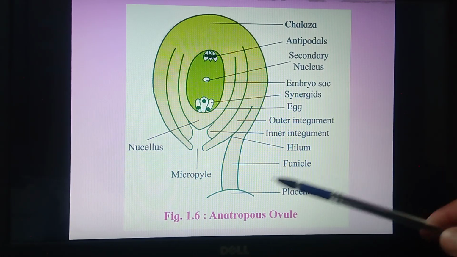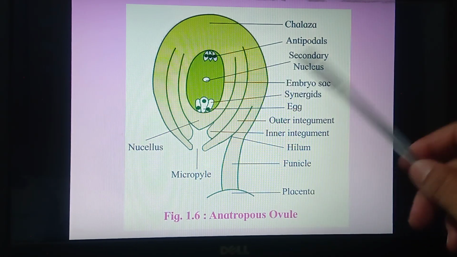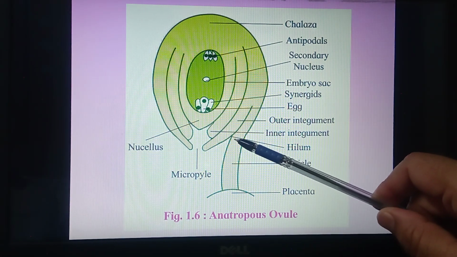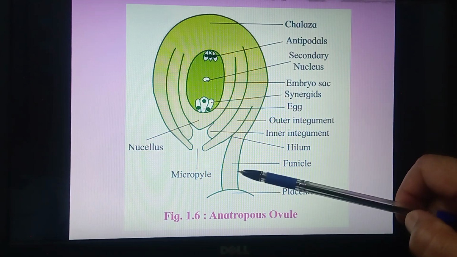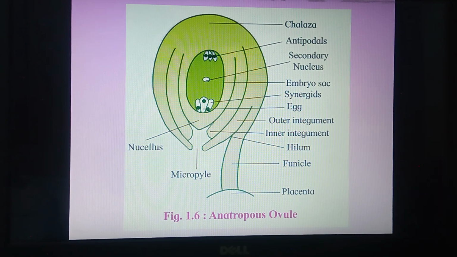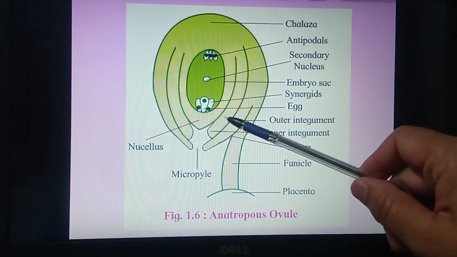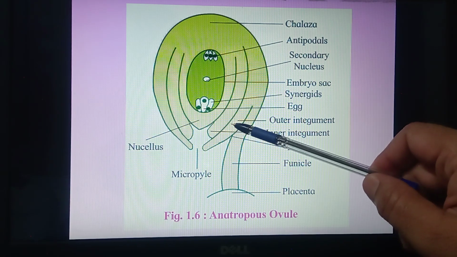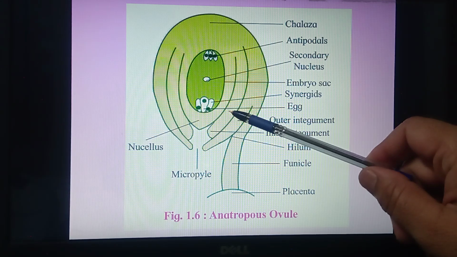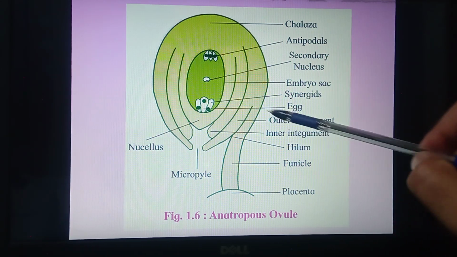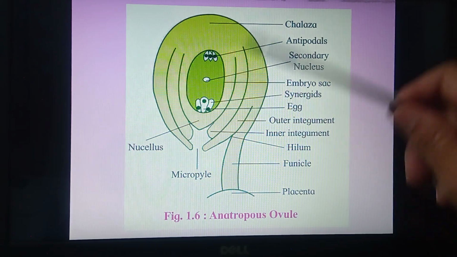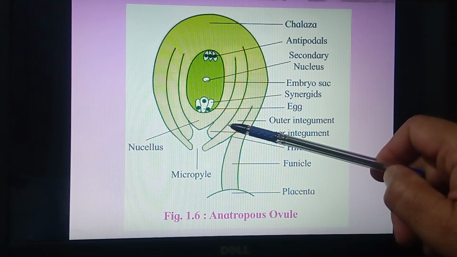Now see the role of each part of the anatropous ovule. First, funicle. Raises the ovule inside the ovary from the placenta. Hilum. Point of attachment of the stalk of the ovule to the body. Integument, protective cover of the anatropous ovule. In future, after fertilization, the integument gets converted into the seed coat, as outer seed coat testa and inner seed coat tegmen. So testa and tegmen are formed from the outer and inner integument of the ovule. Then chalaza, which gives rise to the integument.